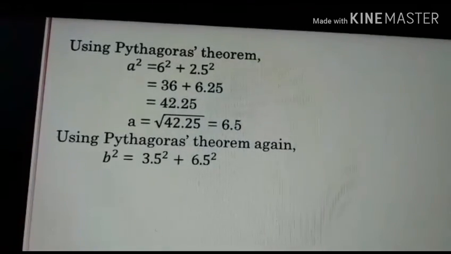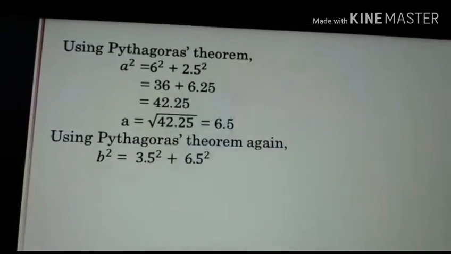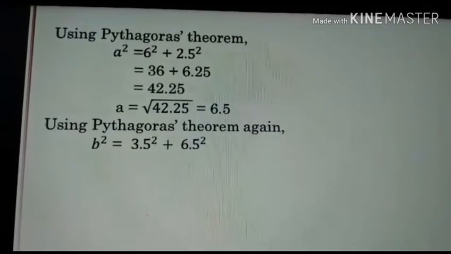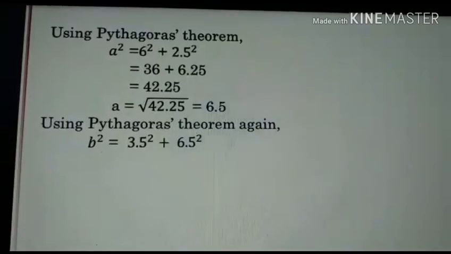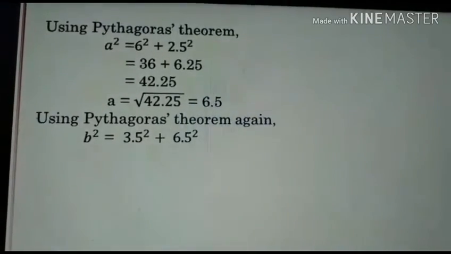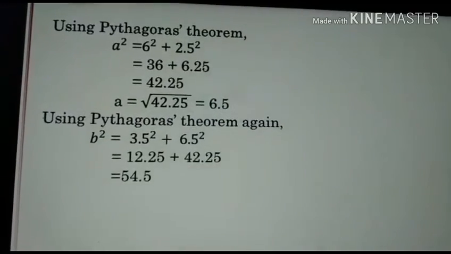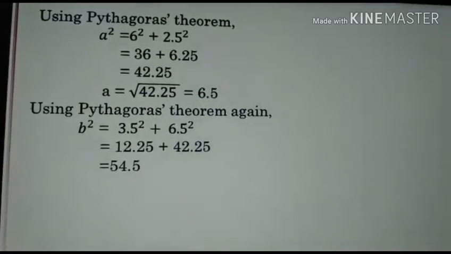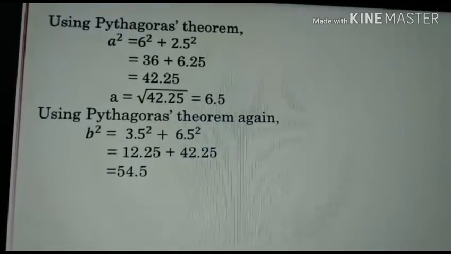So we can find the value of B. B square equals 3.5 square plus 6.5 square. What is 3.5 square? 3.5 square is 12.25 and 6.5 square is 42.25. The sum is 54.5. B square is 54.5.